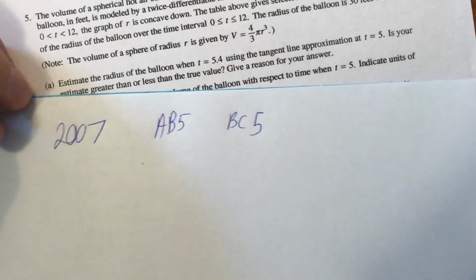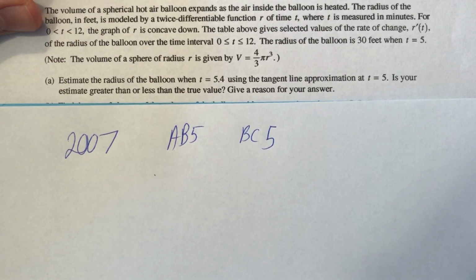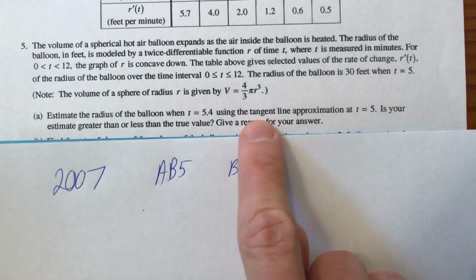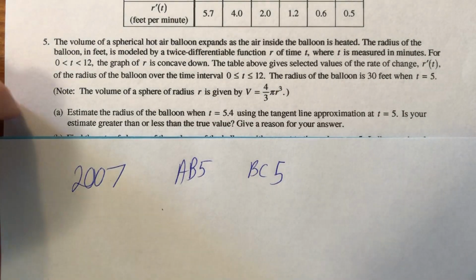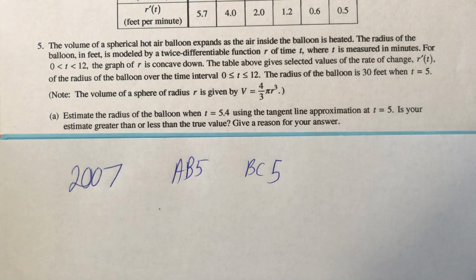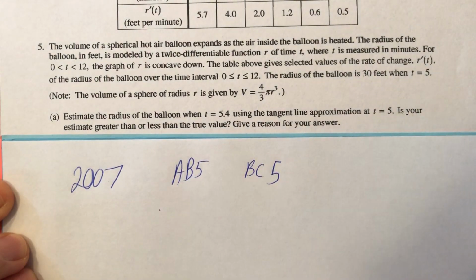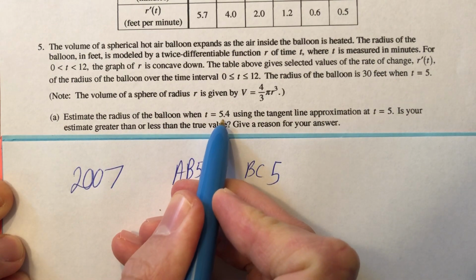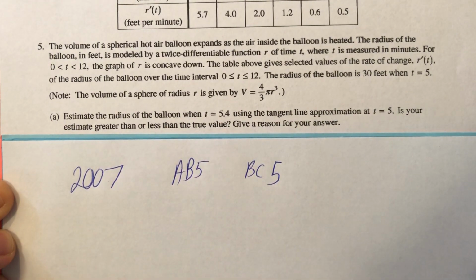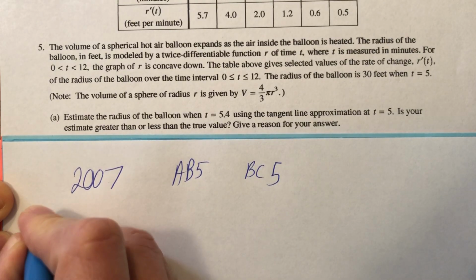Estimate the radius of the balloon when t equals 5.4 using the tangent line approximation at t equals 5. Is your estimate greater or less than the true value? Give a reason for your answer. Well, let's not answer the is it greater or less. Let's actually not even find out what happens at 5.4. Let's just go ahead. The reason we have tangent lines is to make an approximation anyway. So let's go ahead and make this approximation.